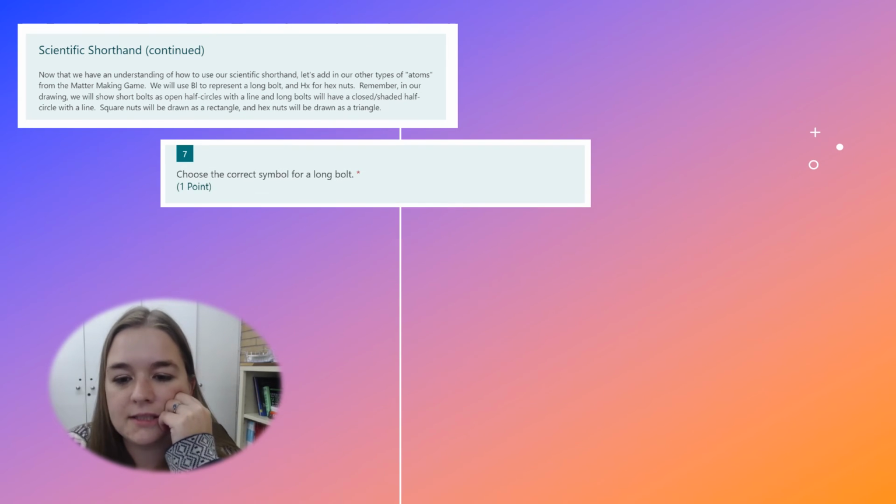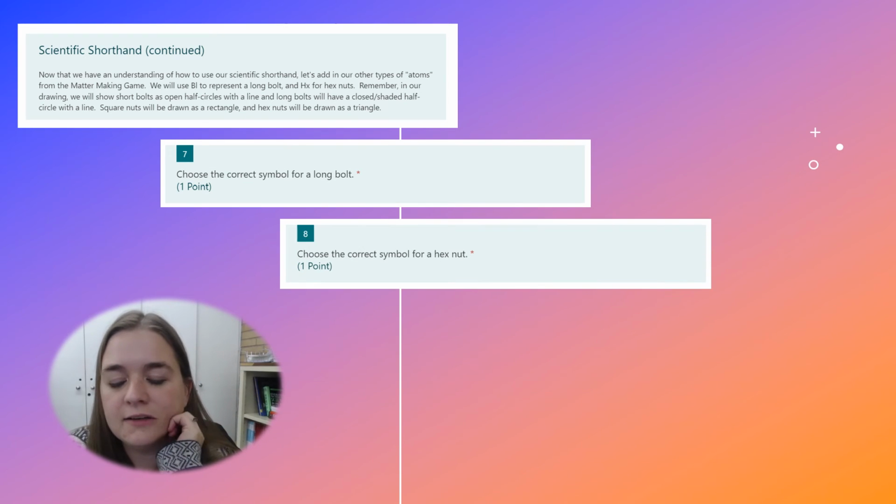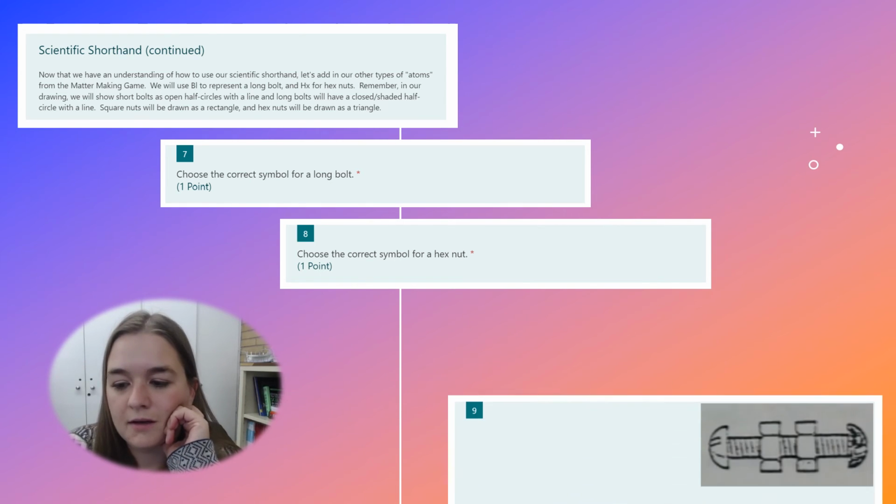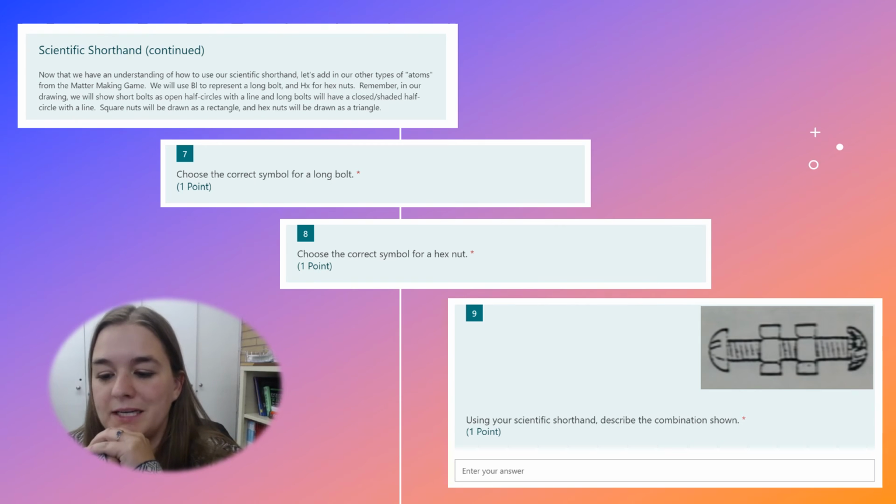So in questions 7 and 8 on this section here, you need to choose the correct symbols for the long bolt and the hex nut. Review the paragraph if you need to. The last thing we're going to do on this page here is figure out how to write with scientific shorthand the combination that's shown above.